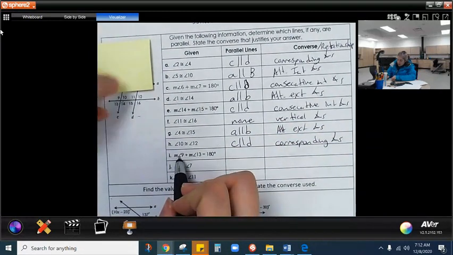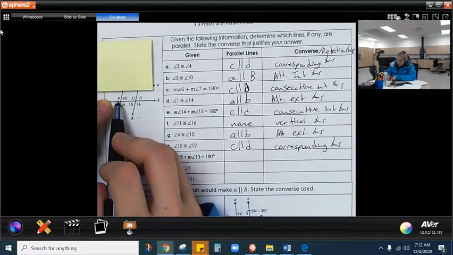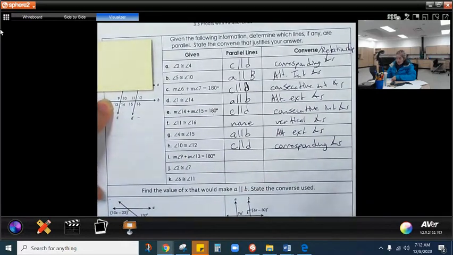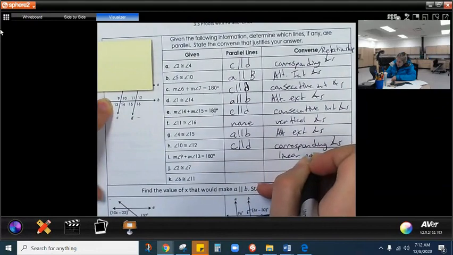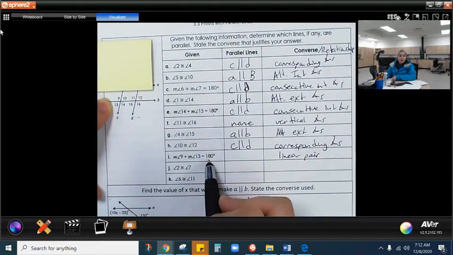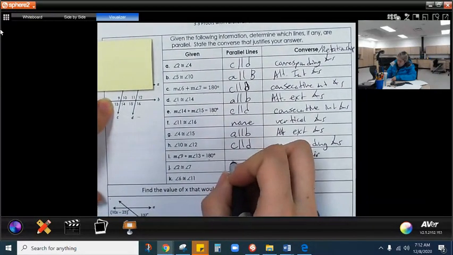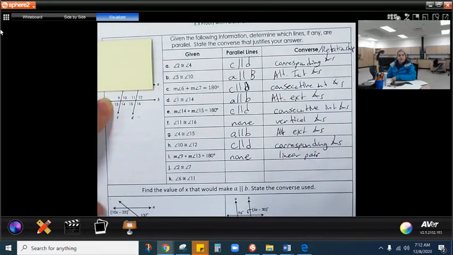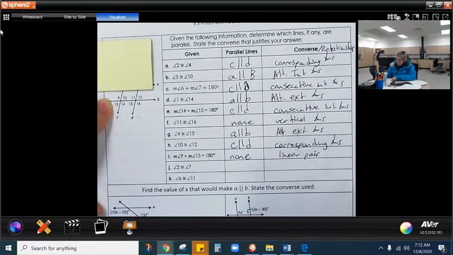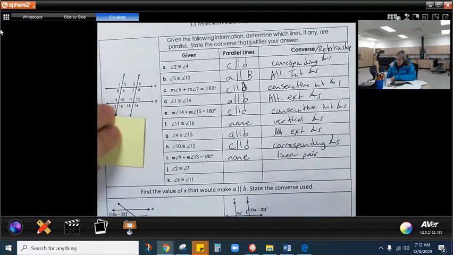All right. Angle 9 and angle 13 right here. What is their relationship? They are a linear pair, right? What should they be? They should add to 180. They should be supplementary, so that's good. But that doesn't tell us anything about the lines. You'll notice that on the other page, we didn't talk about linear pairs converse. So this tells us nothing about the lines. Not a thing.